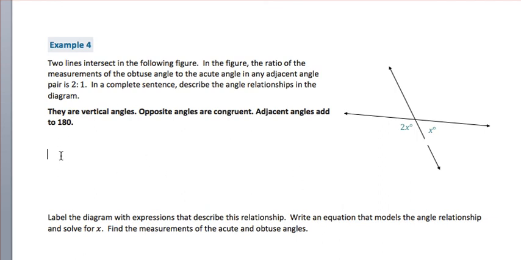So when we are trying to solve, we would say 2x plus x equals 180 degrees because it is a straight line. Combining like terms, 3x is equal to 180 degrees, and so x is equal to 60 degrees, which means that our smaller angle is 60 and our larger angle is 120 degrees.